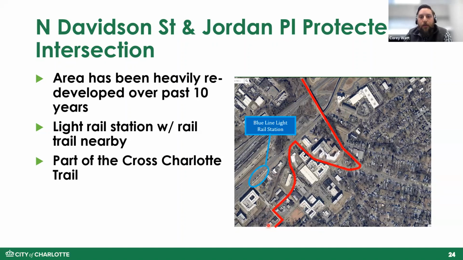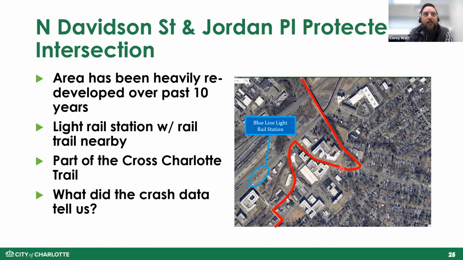We also have what we call the Cross Charlotte Trail. It's a 30+ mile series of greenways and on-street bike facilities that's an all ages and all abilities type project. It runs essentially south to north across the entire city. And it comes through this intersection with North Davidson and Jordan Place. That's where we're transitioning it above grade to get it over this rail yard and the railroad tracks so that it can continue on the other side of the tracks.